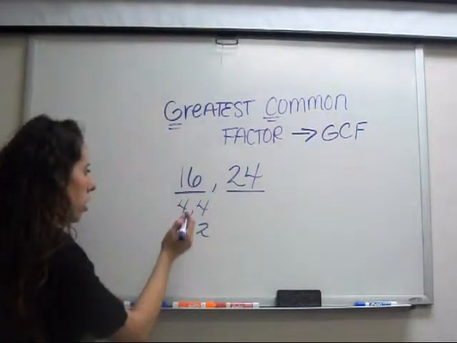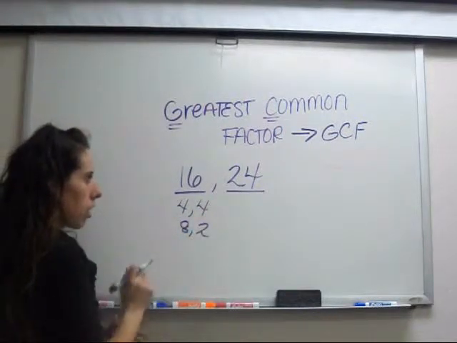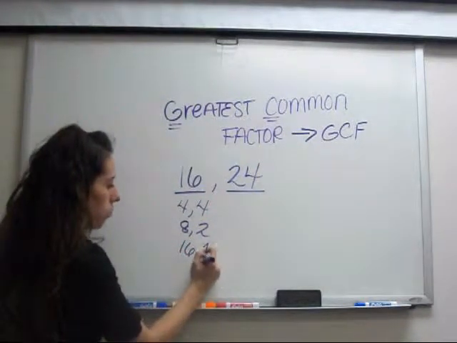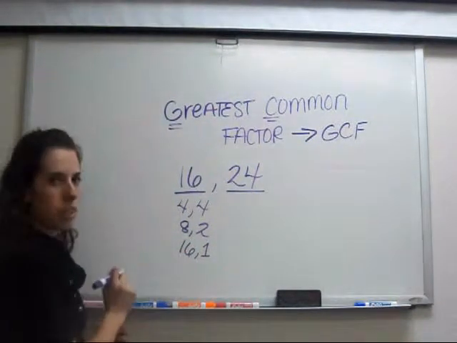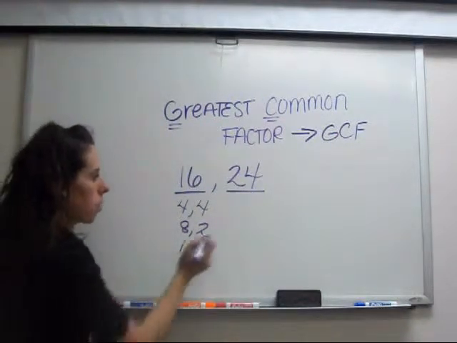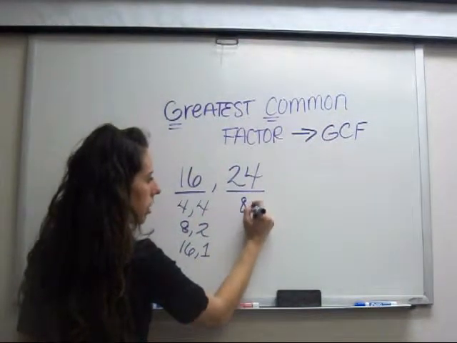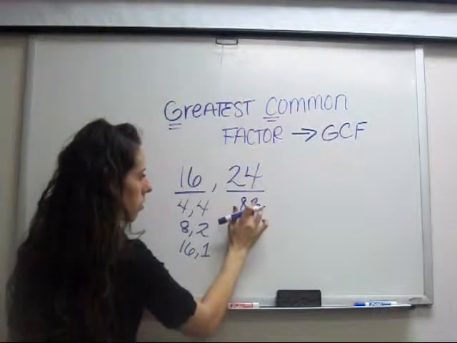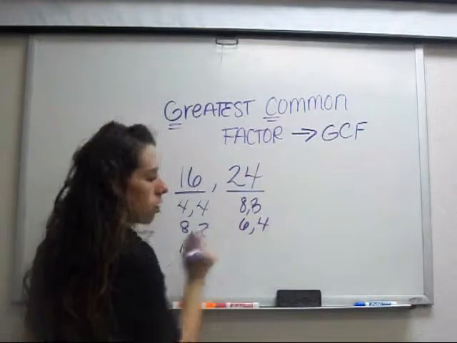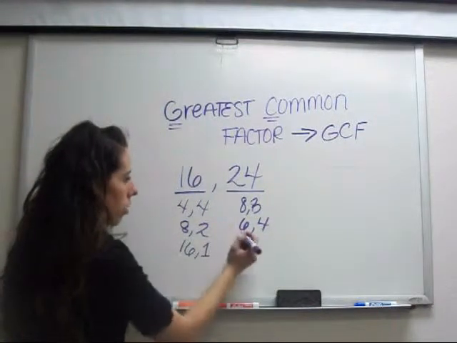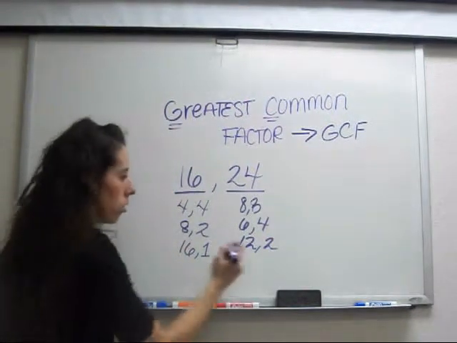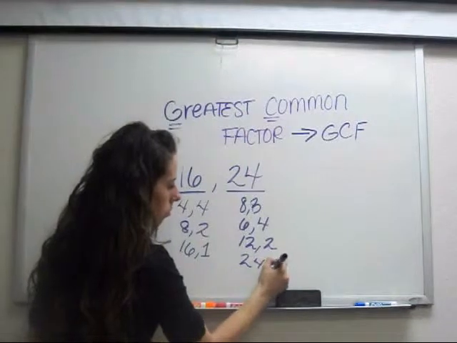Okay, let's continue. So we have 4 times 4, 8 times 2, and I think the last one that we're missing is 16 times 1. Looks like all the factors of 16 to me. I can't think of any other way. So now let's list the factors of 24. Okay, I know that 8 times 3 gives me 24. I know that 6 times 4 gives me 24. I know that 12 times 2 gives me 24. And the last one, 24 times 1.